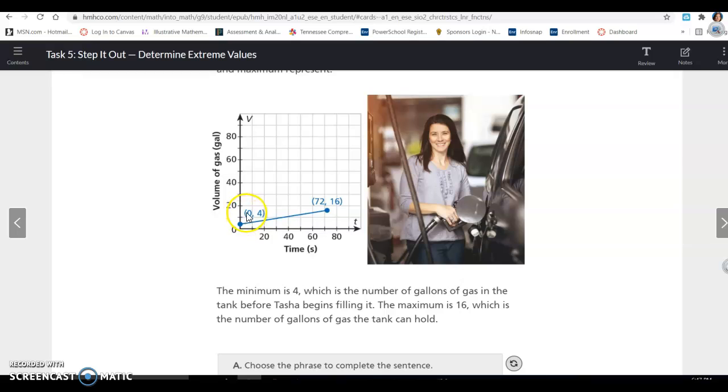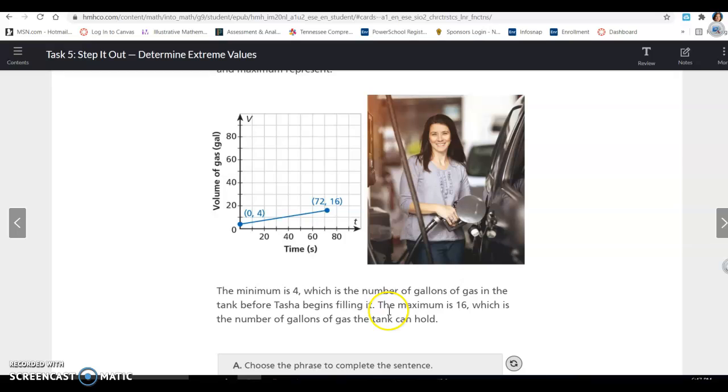You can see here, the bottom is time in seconds, so that would be your x. In this case, they're calling it t. And up along the y-axis, they're calling it v. So the function is v of t, but it's still your x and your y-axis. And this would be volume in gallons of gas. So it starts at 0.4 and it goes up to 72.16.